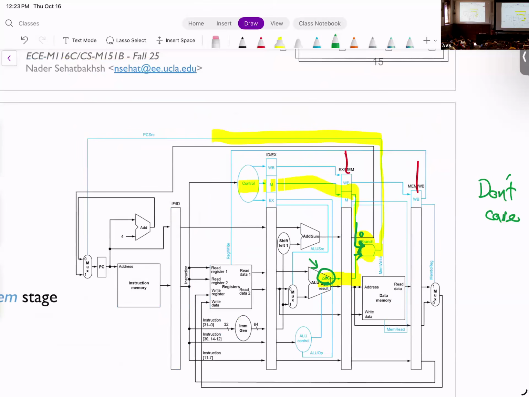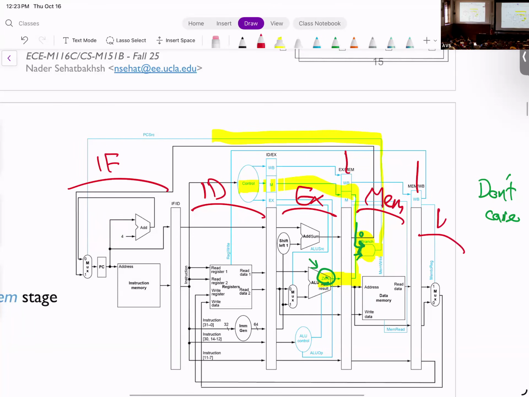Yeah, so these are the pipeline stages. This is your instruction fetch, IF or F. This is instruction decode, ID or D. Sometimes we show it as ID, sometimes as D. This is your execution, which we sometimes show as E or EX. This is your memory stage, M or MEM. And this is your write back stage that we typically show as WB.